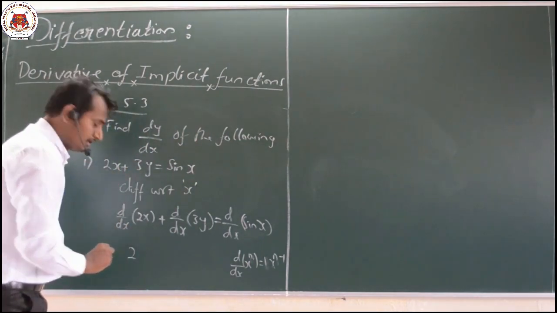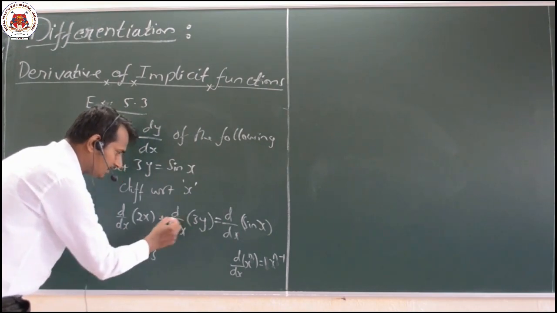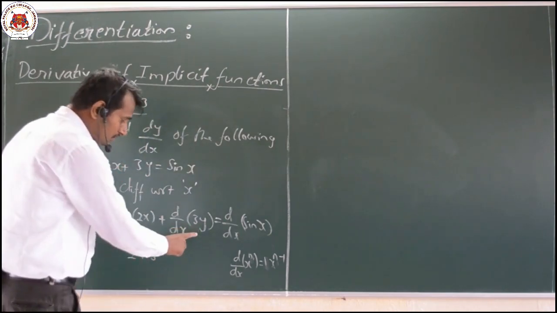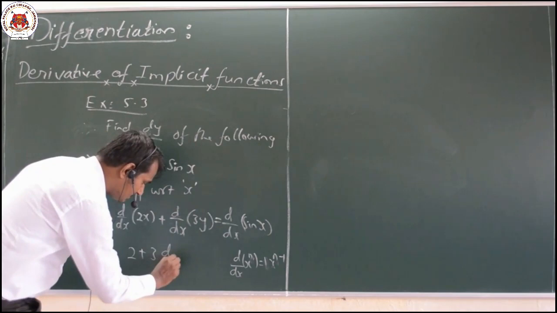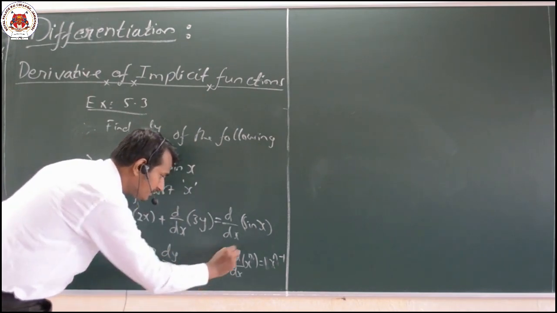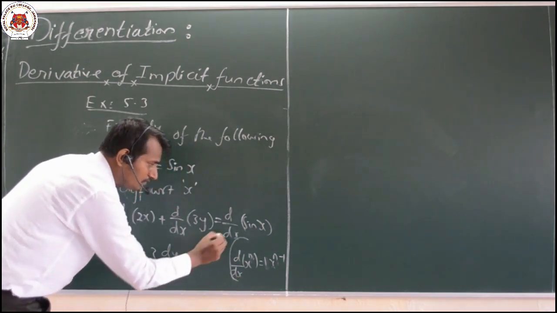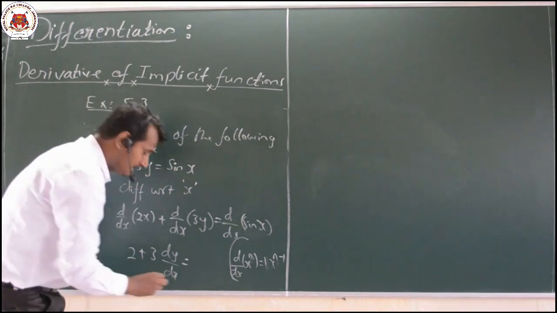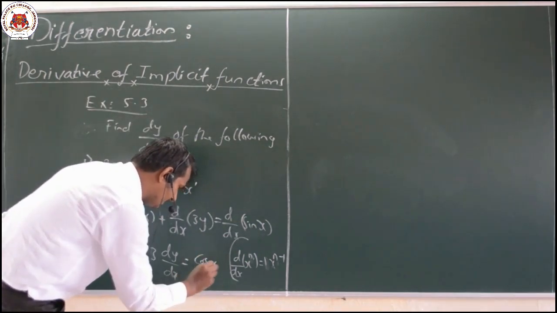2. Then plus 3, I will take it outside. So here what is the remaining part? That is dy by dx. Next, which is equal to differentiation of sin x. Sin x differentiation will be cos x.